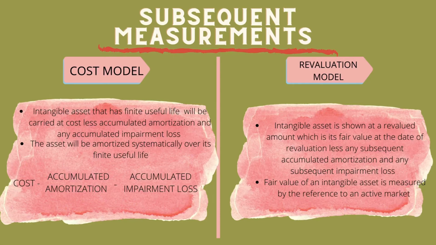Based on the definition, we can already get a formula: cost less accumulated amortization and less accumulated impairment loss. Continue with revaluation model. This intangible asset is shown at a revalued amount, which is its fair value at the date of revaluation, less any subsequent accumulated amortization and any subsequent impairment loss. Fair value of an intangible asset is measured by reference to an active market.